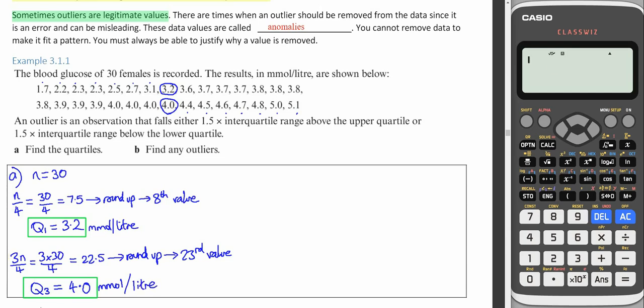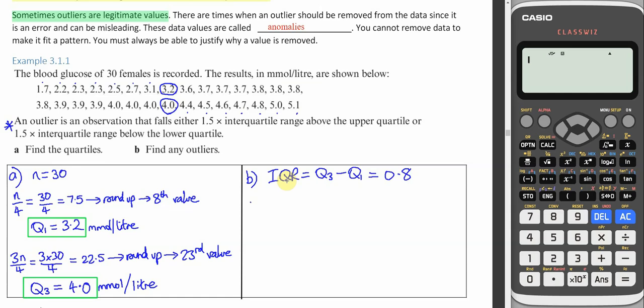And that's part A. Right, in part B, we're now going to find, are there any outliers? So the rule we've been given here is that anything lower than 1.5 interquartile ranges below the lower quartile, or 1.5 interquartile ranges above the upper quartile counts as an outlier. So we need to find what is the interquartile range, which is always the upper quartile, take away the lower quartile. So that's 4.0, take away 3.2, which is 0.8.